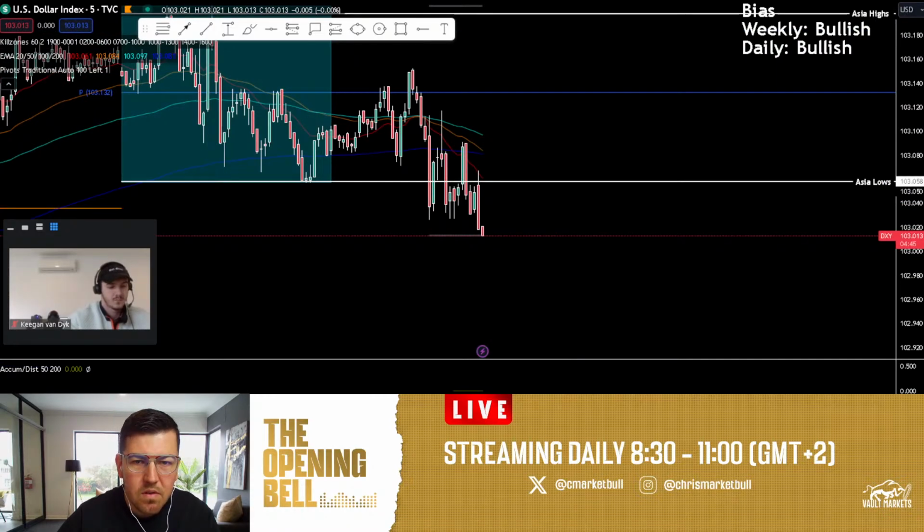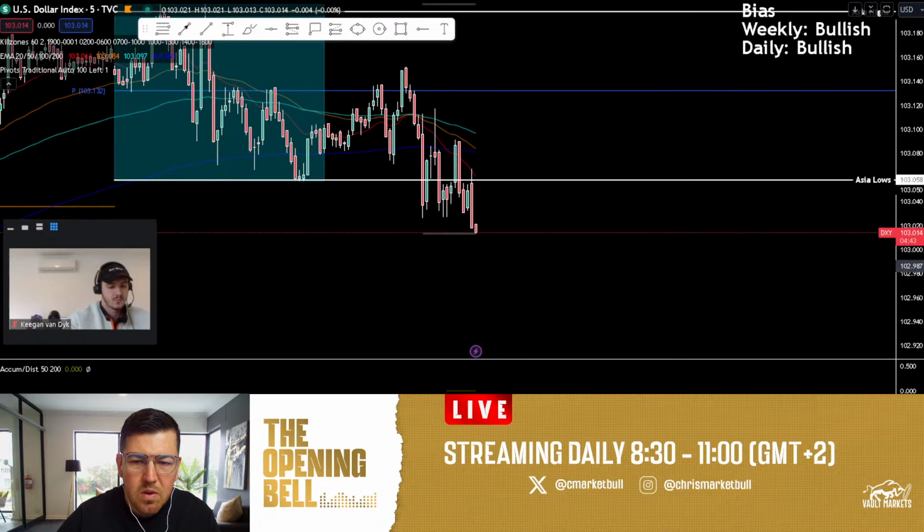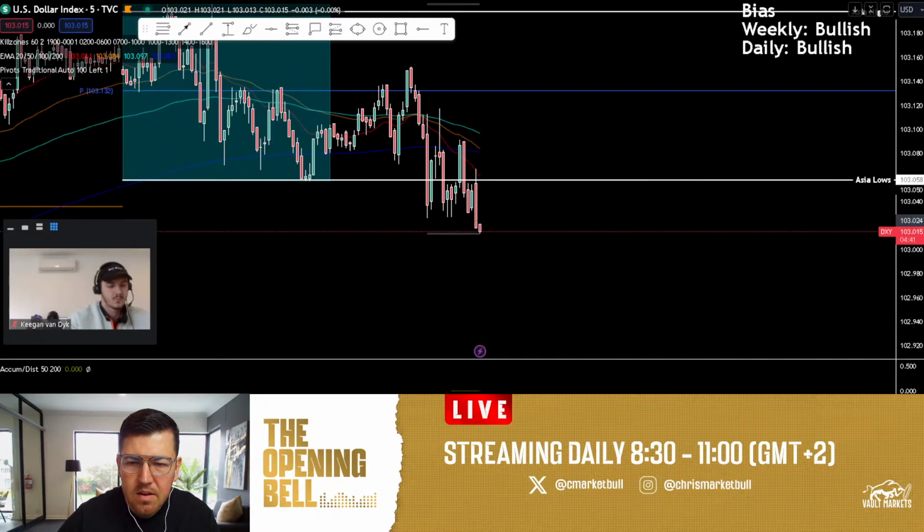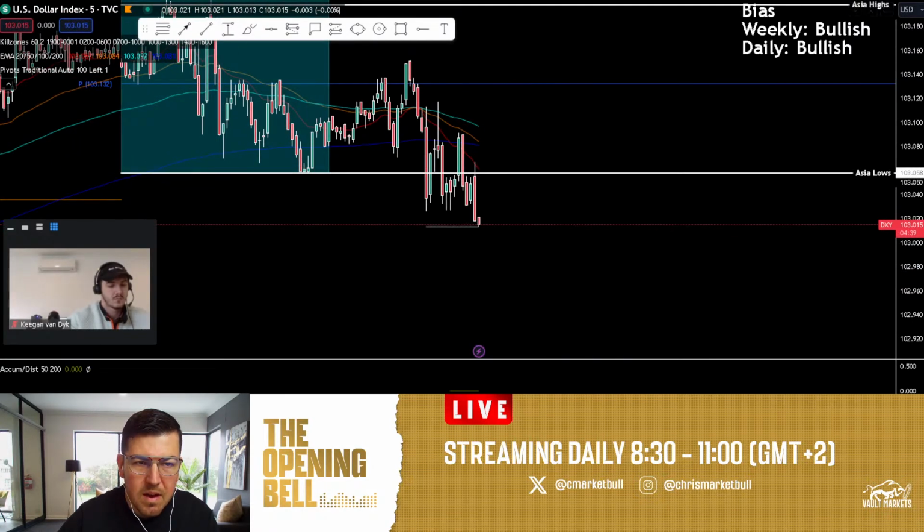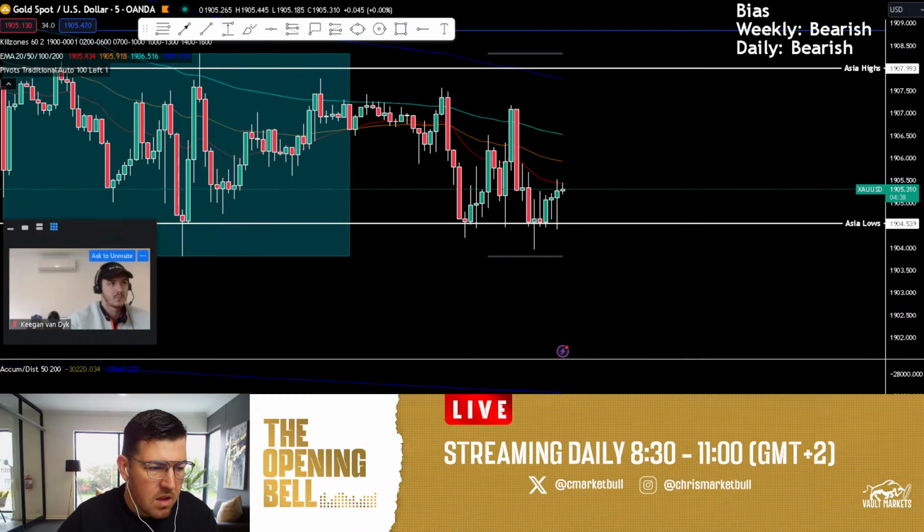Asia lows are holding quite well. DXY breaking structure to the downside, rejecting Asia lows again. Going to wait for the 15-minute shuffle and then take it from there.